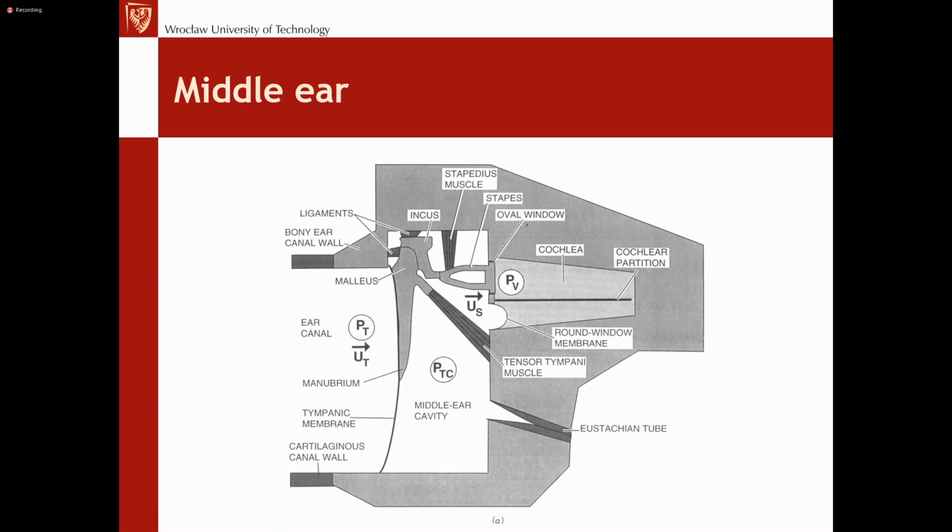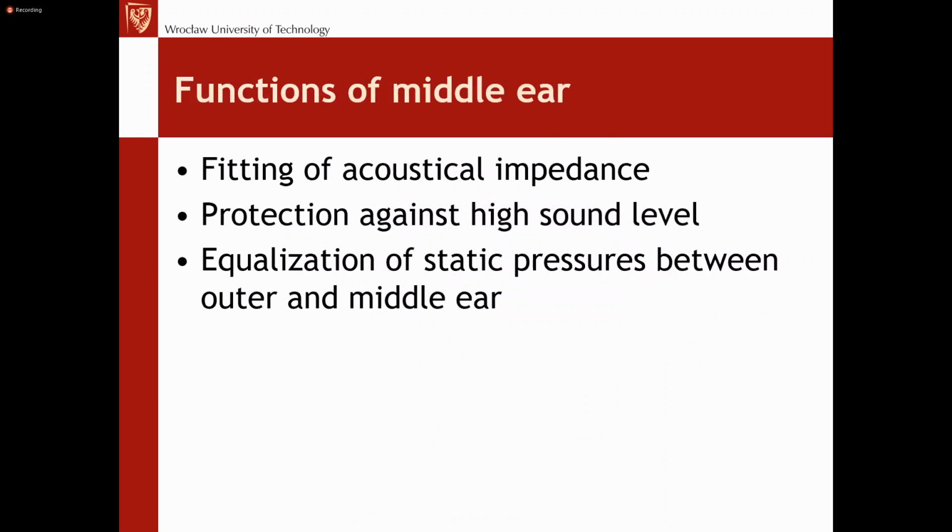The general functions of the middle ear are, first, the fitting of acoustical impedance. The second one is protection against high sound levels. And the third one is equalization of static pressures between the outer and middle ear, particularly the changes of static pressure on both sides of the tympanic membrane.